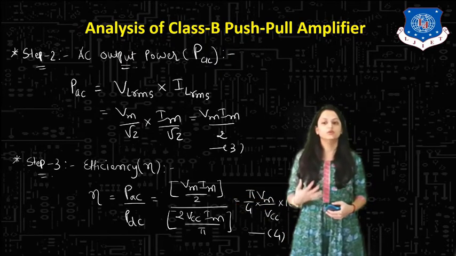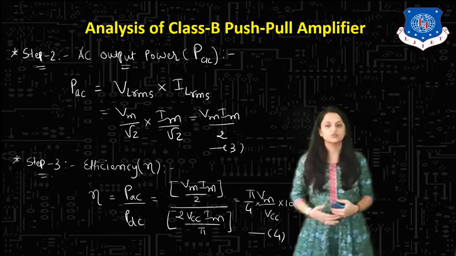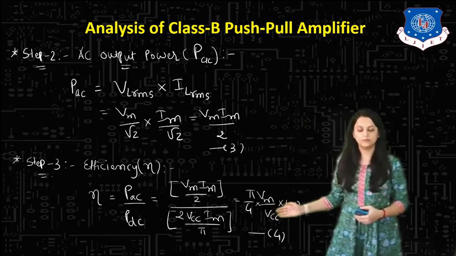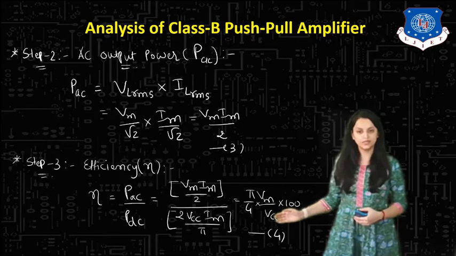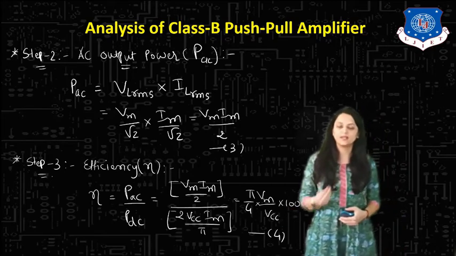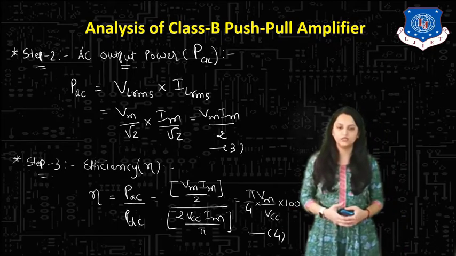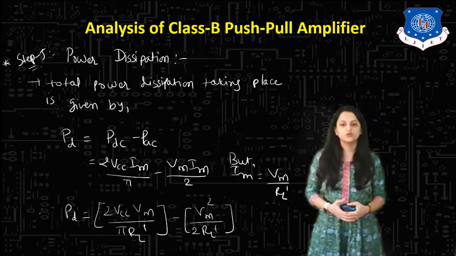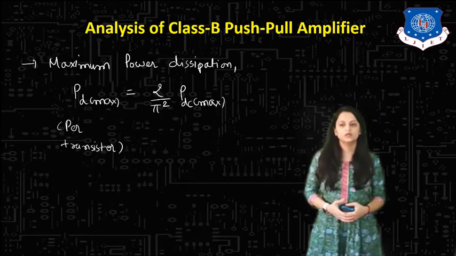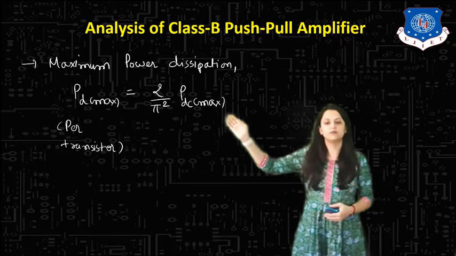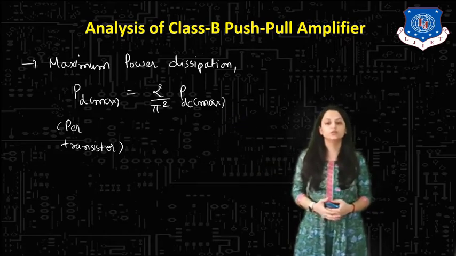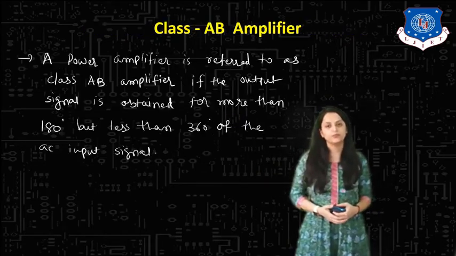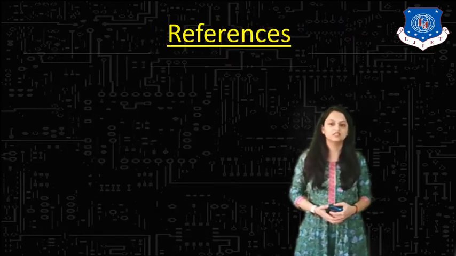Also you can be asked to find the efficiency. For that you will use the formula pi by 4 into Vm by VCC into 100. By placing the values for maximum voltage and VCC you can get the value. Also you can find the maximum power dissipation according to the maximum DC power value. Keep practicing for this.